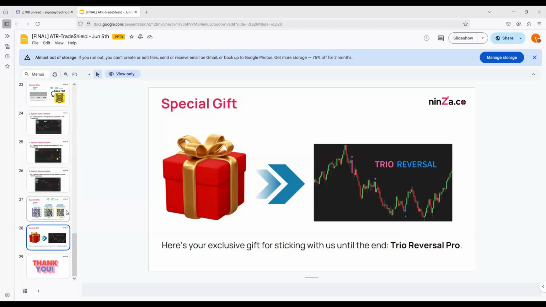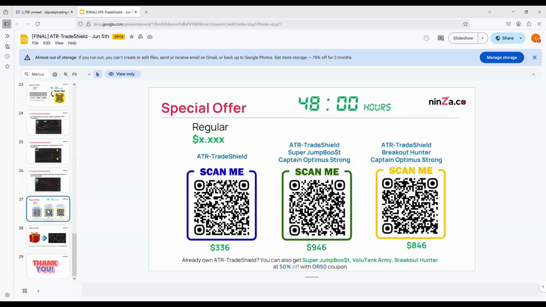But let's get to this. Okay, so these are the prices. NQ. Sell signal 1. Now it's selling again. Okay, so the ATR threshold is 336. Captain Optimus, great tool, and ATR together 946. That's not bad.